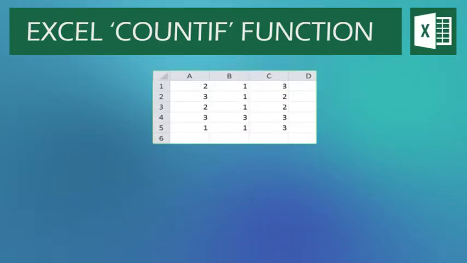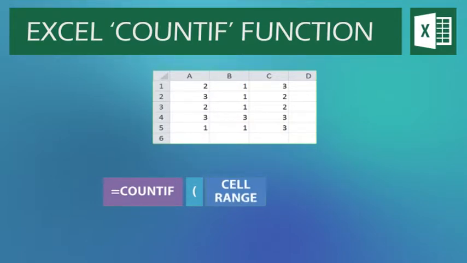In this example, I want to see how many of the 15 cells are equal to the number 1. To start, I type COUNTIF, then open the brackets. The first thing the COUNTIF asks for is the cell range, which in this case is cell A1 to cell C5.